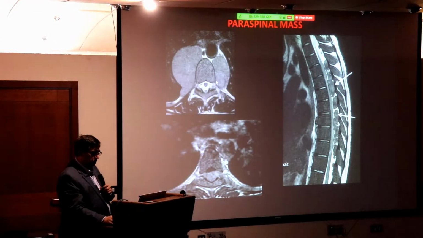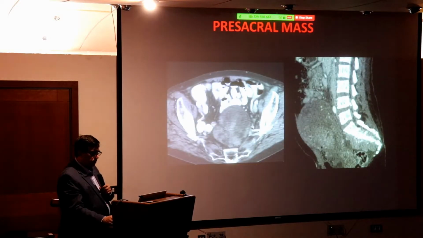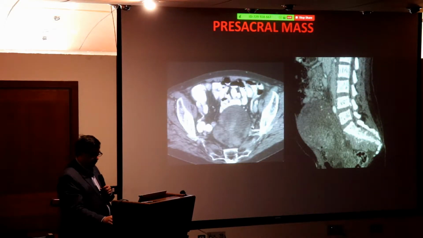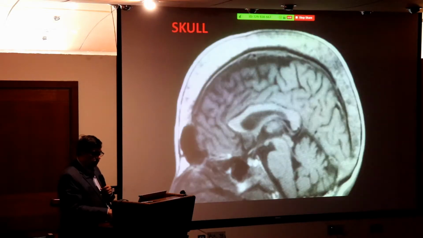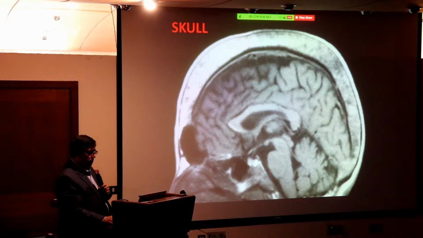As in this case here, you can see a presacral mass like this. Sacrum is trying to produce blood. Skull will be thickened out. The marrow inside the skull, the venous spaces are widened.